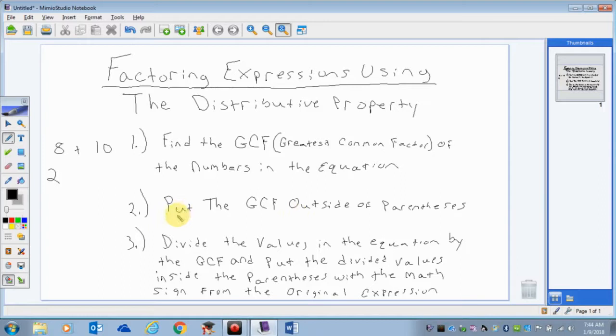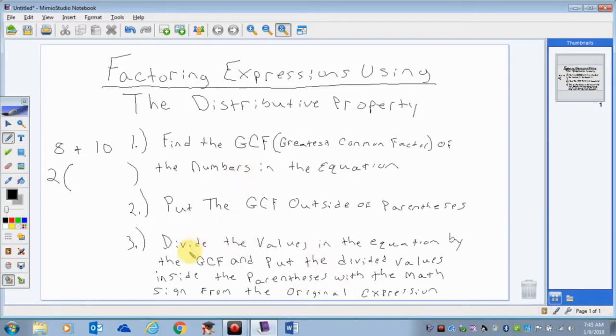Now, step 2 says put the GCF, which was 2, outside of parentheses. So we're going to put a set of parentheses, and we're going to leave them pretty big so we have room to put stuff in there because there is stuff that's going to go in. Step 3 says divide the values in the equation. The values in the equation are 8 and 10. By the GCF, which is 2, and put the divided values inside the parentheses with the math sign, the addition sign, from the original expression.